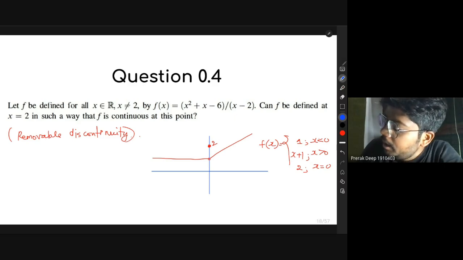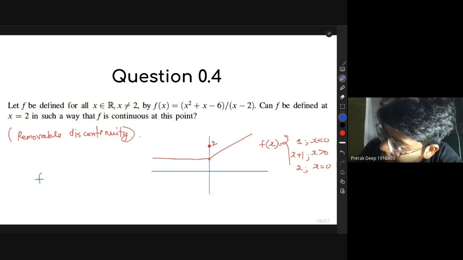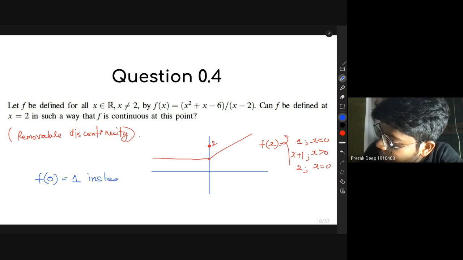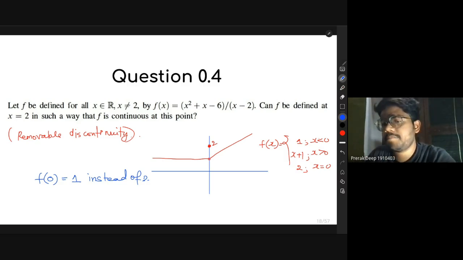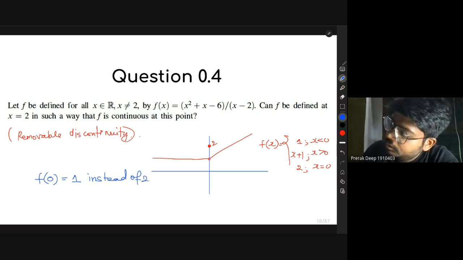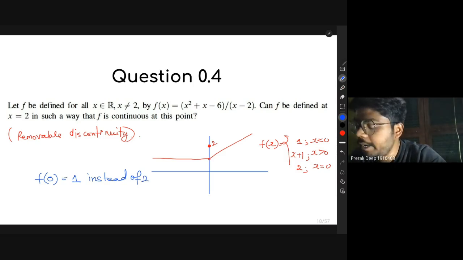You can define your f at 0 to be 1 instead of 2. Okay, so then this function will become continuous at the origin. So such a type of discontinuity is a removable discontinuity. Now we come back to the question. So the function is defined for all x except 2 by this formula. Can f be defined at this point so that f becomes continuous at 2?